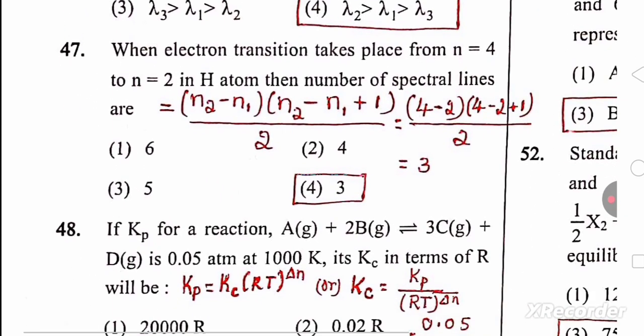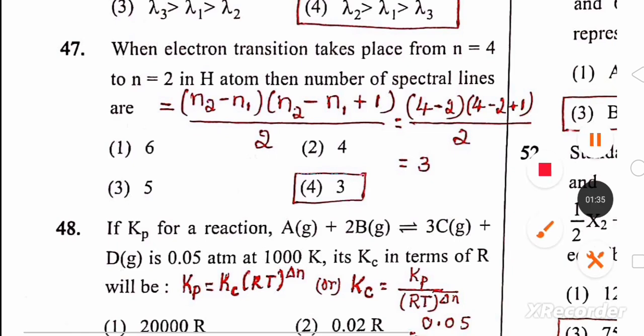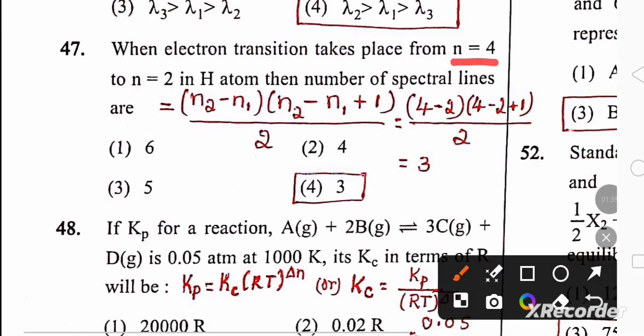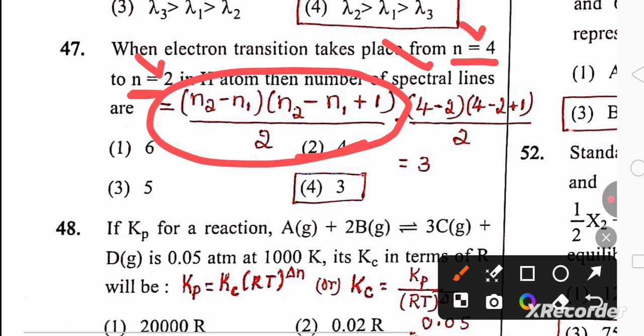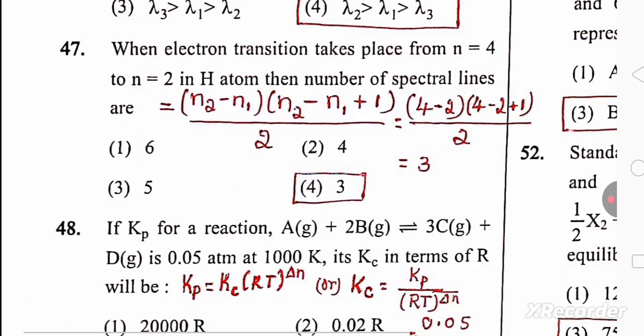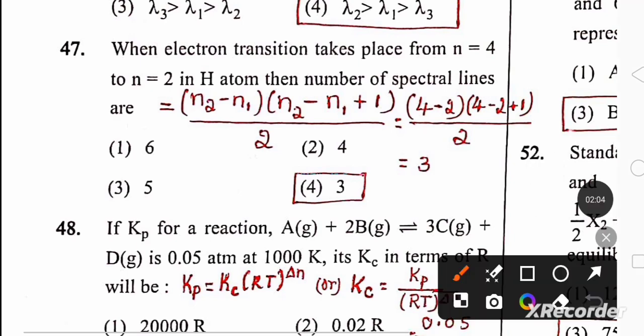Second question, when electron transition takes place from n is equal to 4 to n is equal to 2, which means n1 value is 2 and n2 value is 4 in hydrogen atom, then the number of spectral lines. To find out the spectral lines, we have a formula, that is (n2 minus n1) into (n2 minus n1 plus 1) divided by 2. When we substitute the values where n2 is equal to 4 and n1 is equal to 2, we will get the number of spectral lines equal to 3. The number of spectral lines are 3.